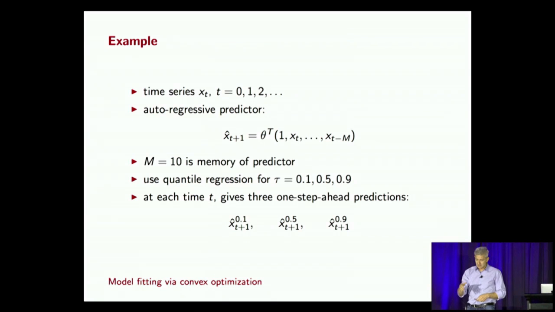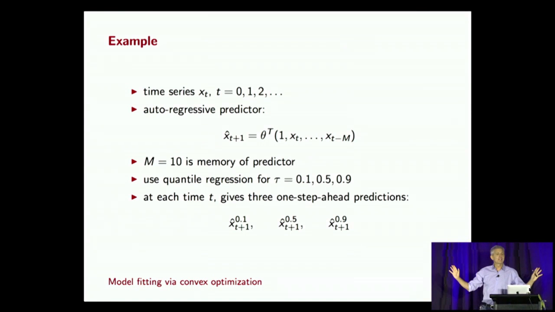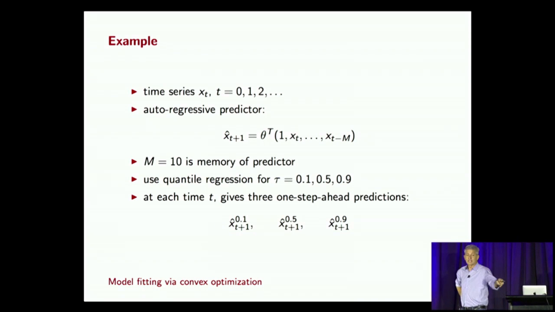We, again, means Stephen. But, okay, so we'll do it. We're going to take a time series, so we have xt for t equals 0, 1, 2, and we'll just make an autoregressive prediction. We can do all sorts of fancy things, but we're just going to make an AR model, nothing more. We're going to make an AR model based on the last 10 samples in the time series, and based on that, we're going to predict the next one.